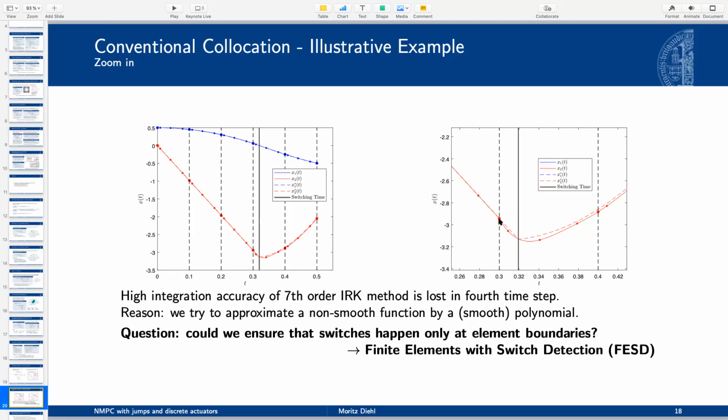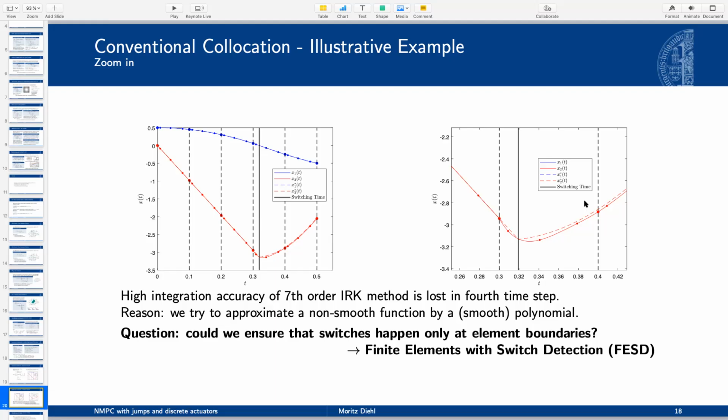And so what happens here is that your trajectory is a nice smooth polynomial, while in reality, if you look at this dashed line, that would be the perfect solution to this non-smooth system. It would have the kink, obviously, because it switches. But this kink is very nastily and not very well represented by our polynomial, obviously. And so the question is, could we somehow ensure that the switches happen only at the element boundaries? That would be much nicer, right?